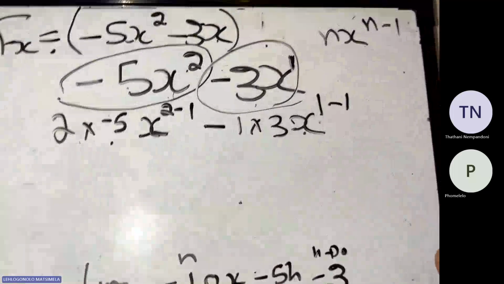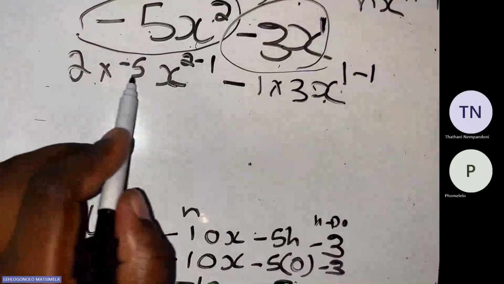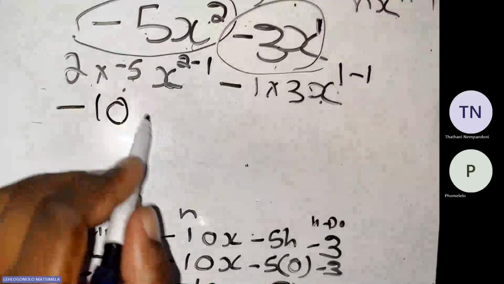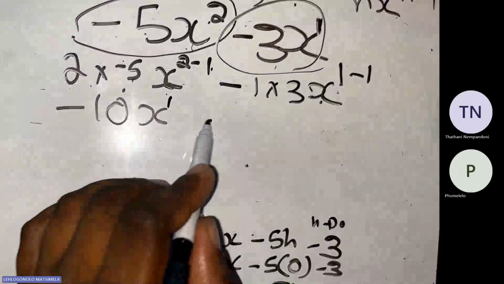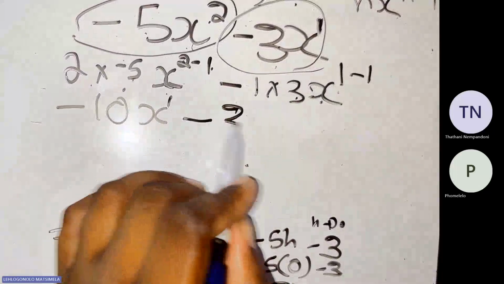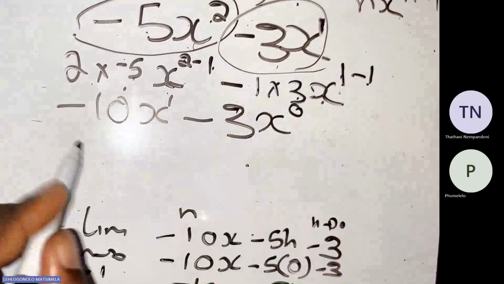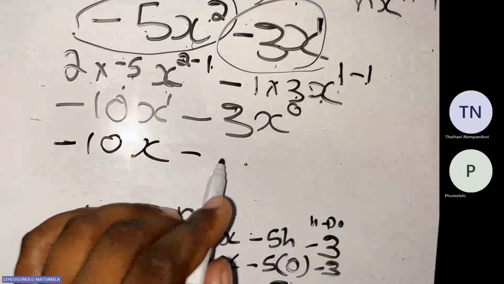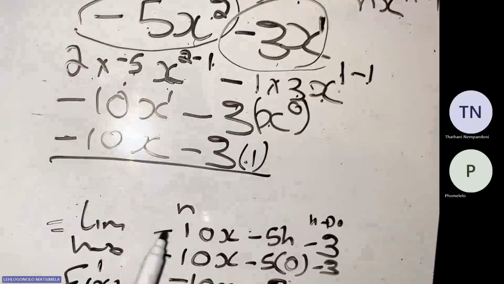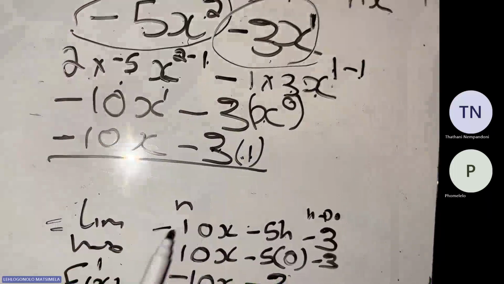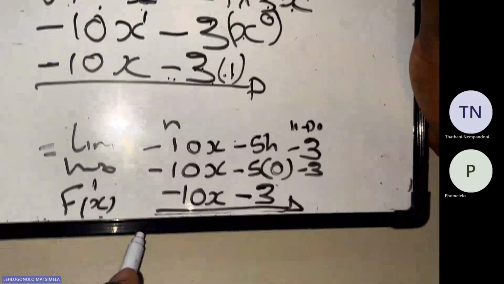Trying to prove if now these two things will be the same. And then going further, we will have 2 multiplied by -5, which gives us -10, and then x as a base. Then exponent 2 minus 1 is just 1 on the exponent. Then minus 1 multiplied by 3 is 3. Then x to the power of 1 minus 1 is 0. Simply, we'll have -10x minus 3. Then anything to the power of 0 is 1, and anything multiplied by 1 is that thing. That is why we say now, if we use the shortcut method, it has to give us the same answer as if we use the first principle.